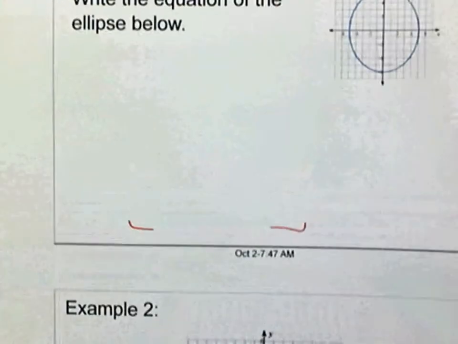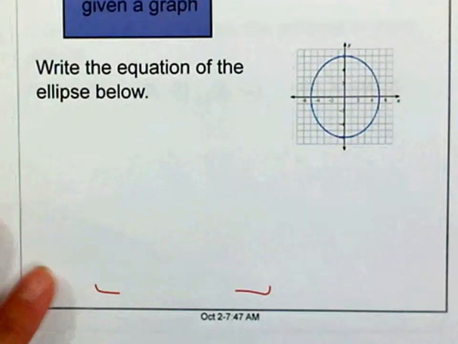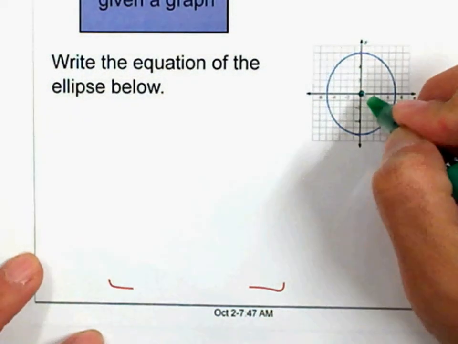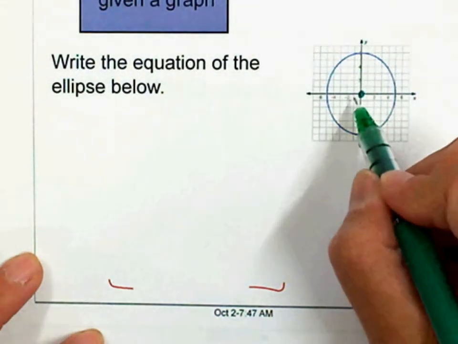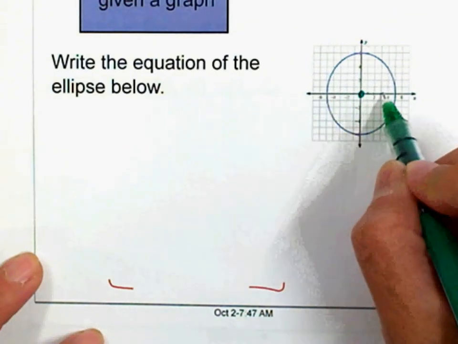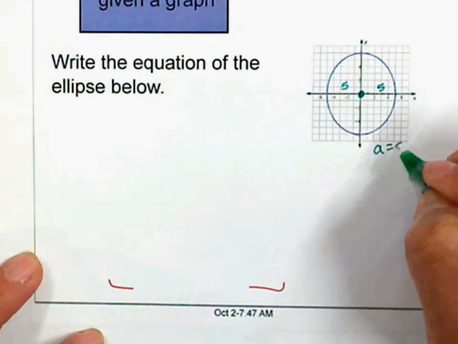All right, so let's take a look. Okay, here's one that's given a graph. Now, before you start, try to eyeball the center, and the center of this one is 0, 0. And how do I know? Because I went 1, 2, 3, 4, 5 to the left, 1, 2, 3, 4, 5 to the right. You see how both numbers are the same? So my A is a 5.